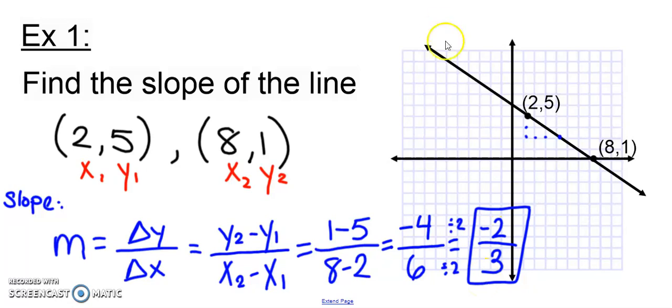Now, if we actually look at counting the slope, we went down 2 over 3, and that got us to the line. Our original slope before subtracting was down 4, so 1, 2, 3, 4, over 6, 1, 2, 3, 4, 5, 6, and then that just simplifies to get me this -2 over 3.